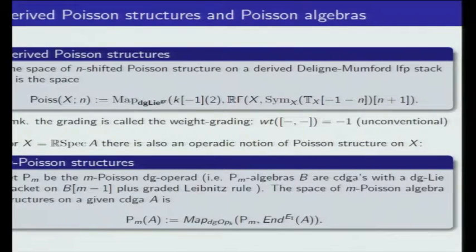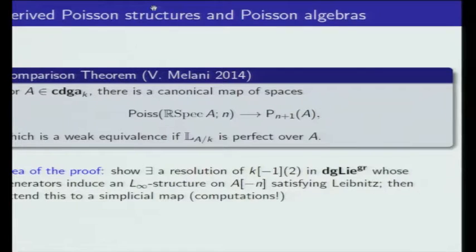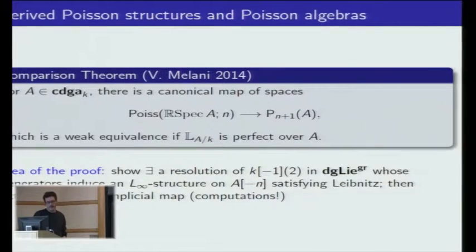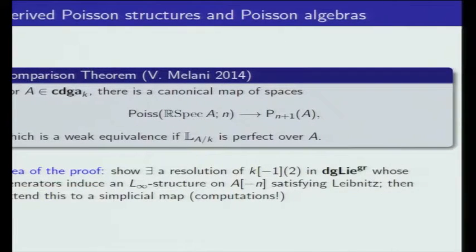But there is also another notion of Poisson structure on X for X derived affine, so where X is Spec of A, where A is a CDGA. And it's just the notion of P_{n+1}-algebra, where P_{n+1} is the shifted Poisson operad. Okay, there are these two notions which are a priori different, but actually they are the same. This was proved by my student Valerio Melani last year: the space of n-shifted Poisson structures on a derived affine maps to the space of P_{n+1} structures on A as a CDGA, and this is a weak equivalence if the cotangent complex is perfect.